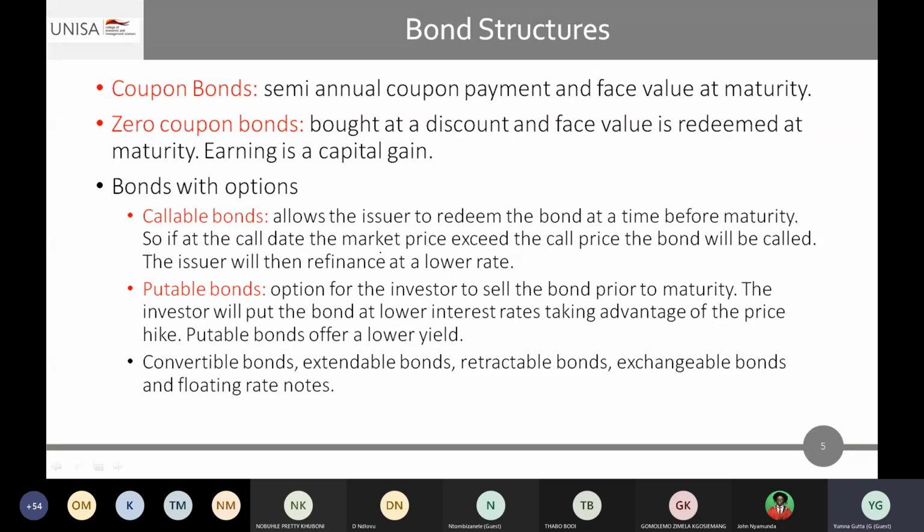And then you get convertible bonds, extendable bonds, retractable bonds, exchangeable bonds, and floating rate notes. So all these, I'll advise you to go through your textbook, look at them, because it can be a possible theory question, right?